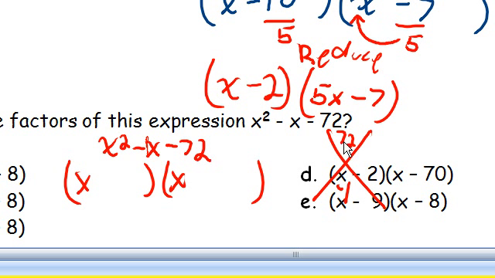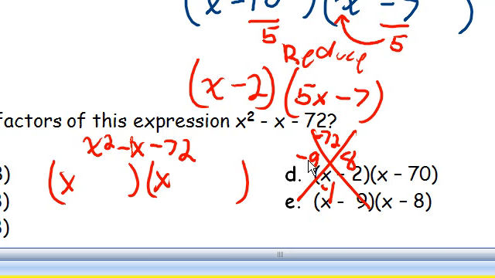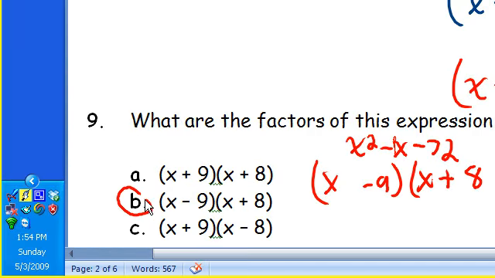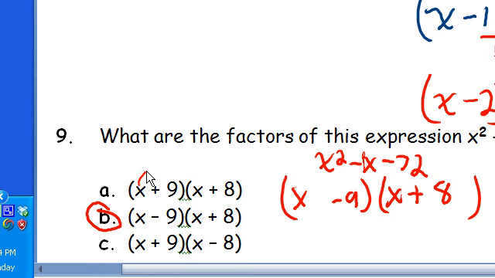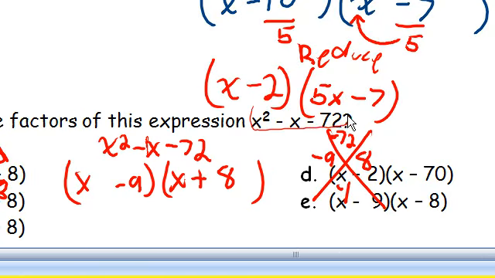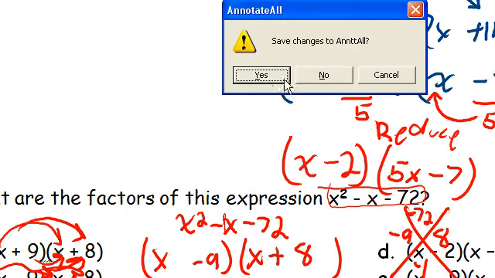So I'm thinking through my times tables, which I have dutifully memorized, and I'm thinking of negative 9 times 8. Negative 9 times 8 is negative 72, and negative 9 plus 8 is negative 1. So negative 9 plus 8. And here it is right here. And now, of course, remember your fallback is you can just go through and FOIL every single one of these until you get the answer that matches this. Okay? Great. 9 is in the can.